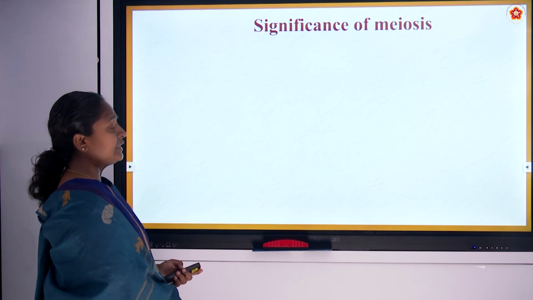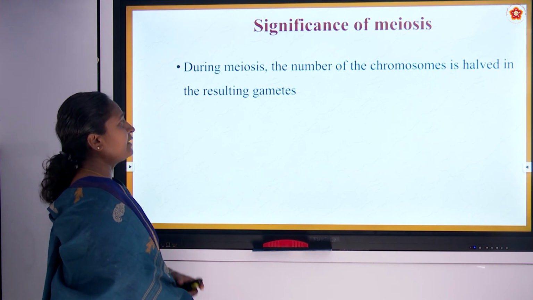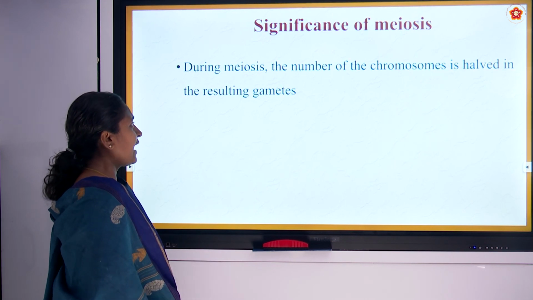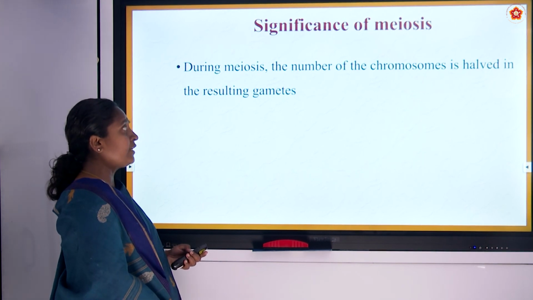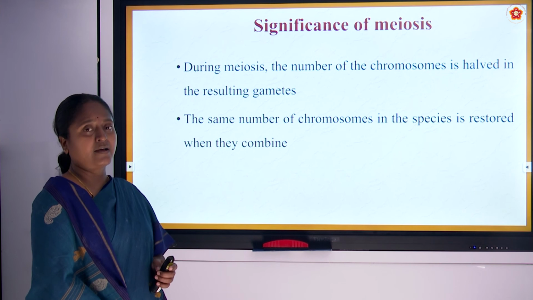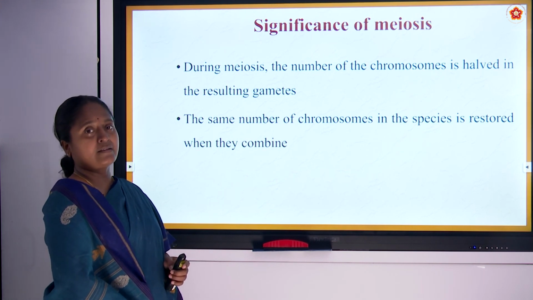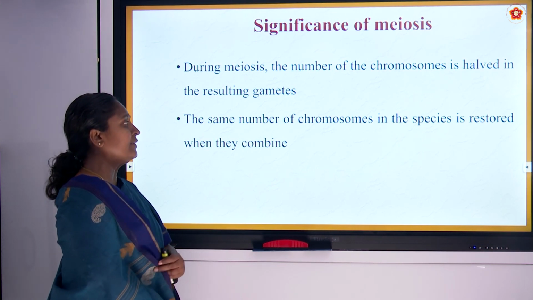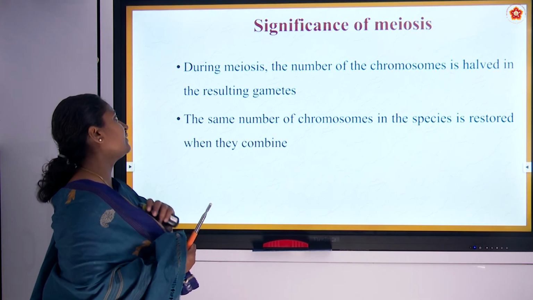So what is the significance of meiosis? During meiosis, the number of chromosomes is halved. It results in gamete formation, right? So that is very important. In the offspring, we can see the same number of chromosomes is retained. Otherwise, we would get double the number of chromosomes as that of our parents, right? The same number of chromosomes of the species is restored when meiosis takes place during cell division.